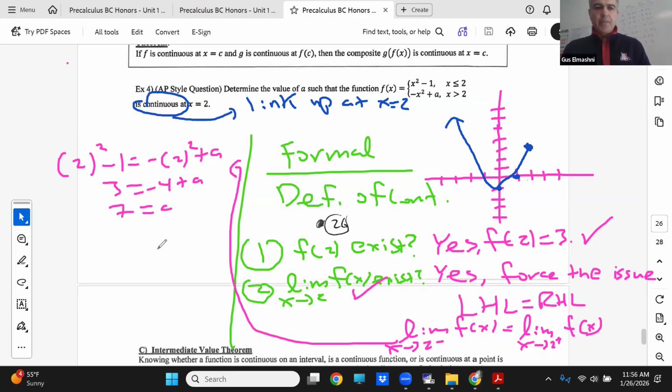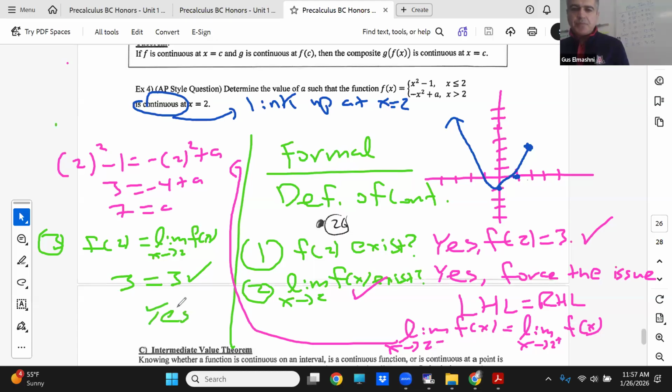So let's say check. And applying your third condition, f(2) equals the limit. So 3 equals 3. Yes. So you have to do that. That's what I'm looking for, the formal definition of derivative. Sorry, that's, wow, that's like a few weeks from now. Formal definition of continuity. We're not at derivatives yet. My apologies.